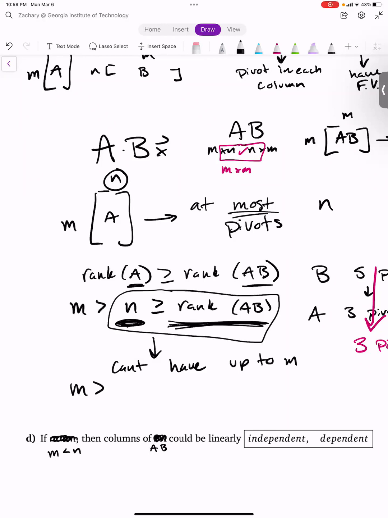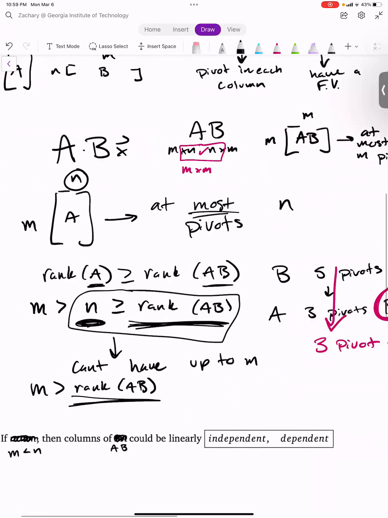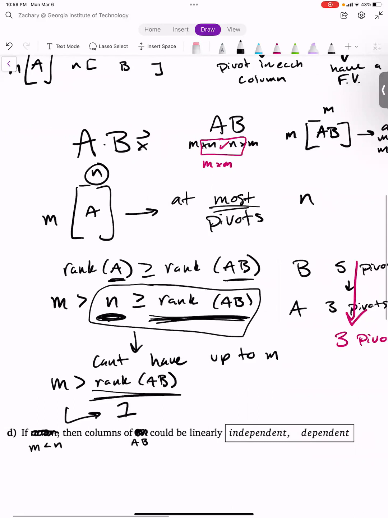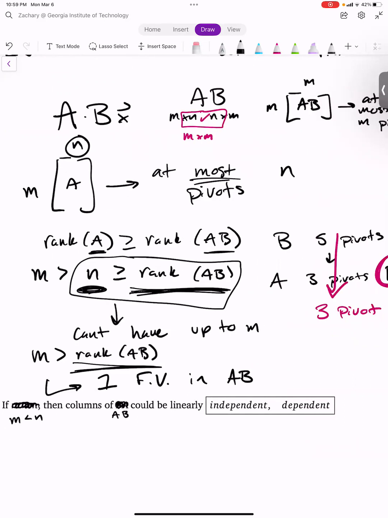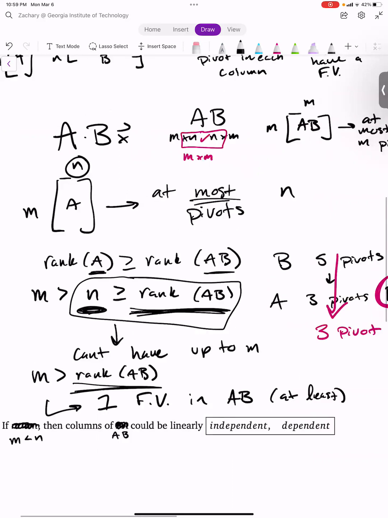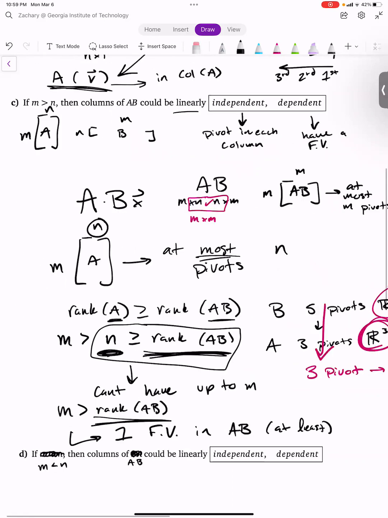So M must always be strictly greater than the rank of AB. What that means is the rank of AB can never be equal to M. It must always be less. So we will always have one free variable in AB. I say one, but I mean at least one. And if we must always have at least one free variable, these columns can only be dependent. They can never be independent.